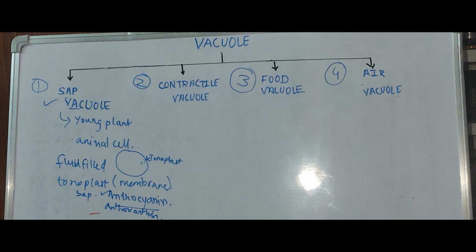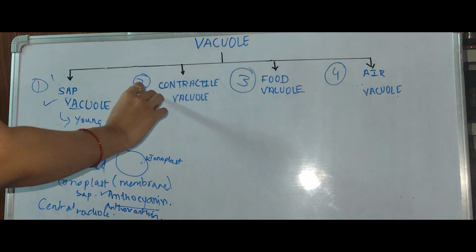So sap vacuole is generally found in young plants and in small animal cells, and they are smaller in size. In mature plants, they will form a central vacuole also, which will occupy about 90% of the cell space, or you can say it will cover up the 90% of area. So that was sap vacuole. Second one is contractile vacuole.